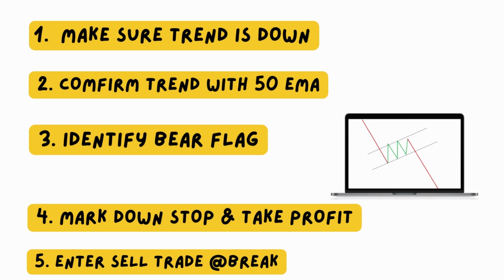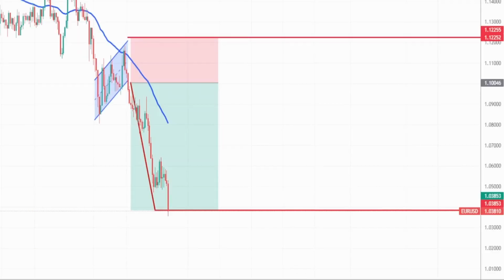Just one more tip before we finish off this video. In addition to confirming the downtrend, the EMA could be used for rejection as well. As you guys could see over here, the flag pattern kind of rejected at the EMA and broke all the way down and went to our take profit.